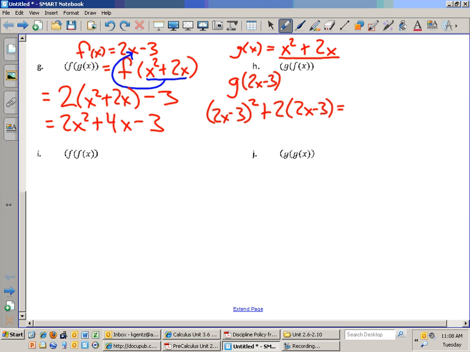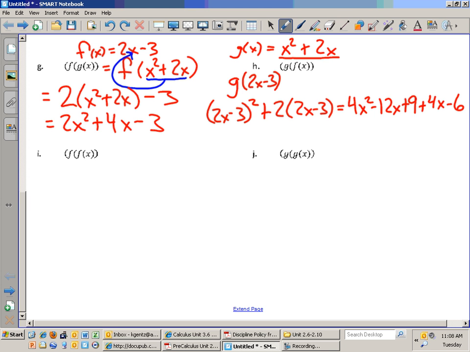4x squared, very good. I would get a negative 6x and a negative 6x, which is a negative 12x. I would get negative 3 times negative 3 is 9. 2 times 2x is 4x. And 2 times negative 3 is negative 6. Beautiful.